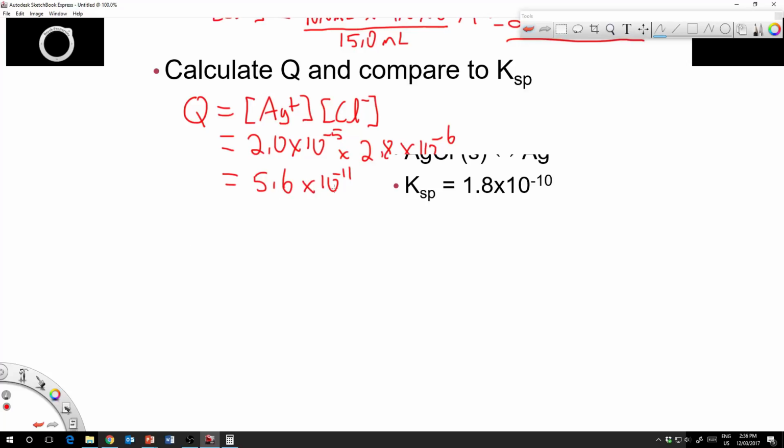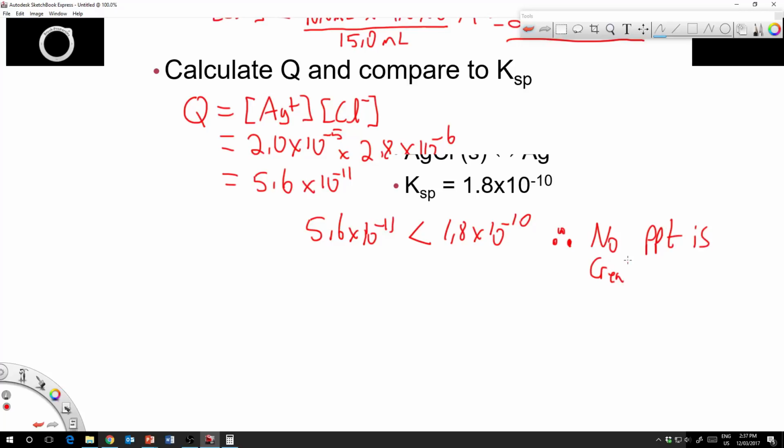So we compare it then. How is 5.6 times 10 to the negative 11 compared to the KSP value? Well, 5.6 times 10 to the negative 11 is smaller than 1.8 times 10 to the negative 10. So therefore, no precipitate is created because we do not have enough chloride ions, nor do we have enough silver ions to create a precipitate. So the silver ions and the chloride ions just kind of stay in solution. Okay. There we go. That's kind of how we can use KSP and the calculations to help us figure out whether a precipitate gets formed or not.